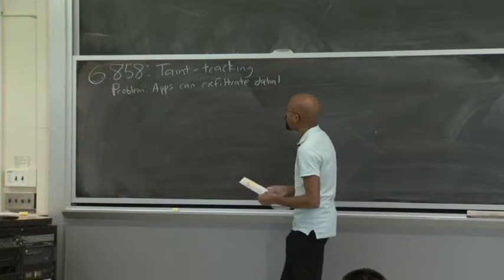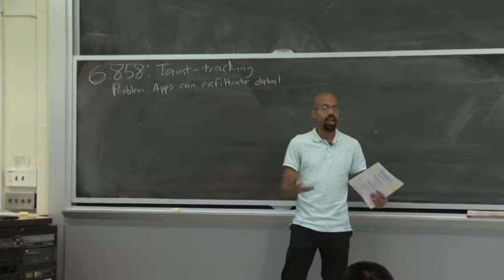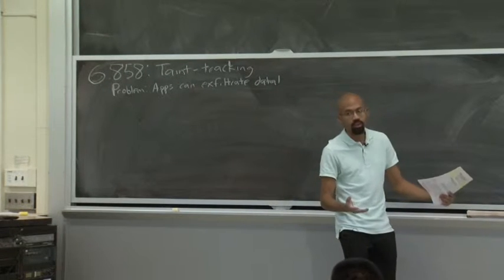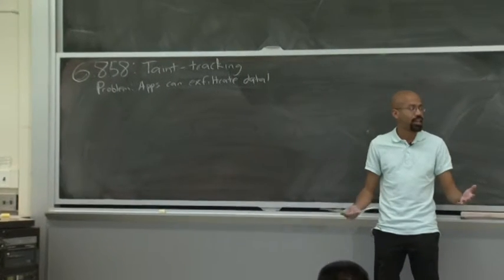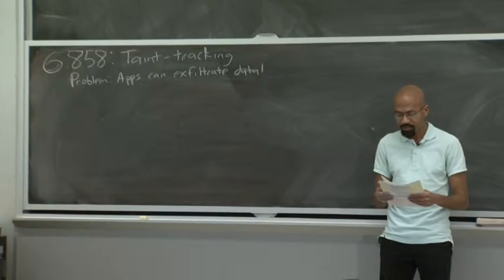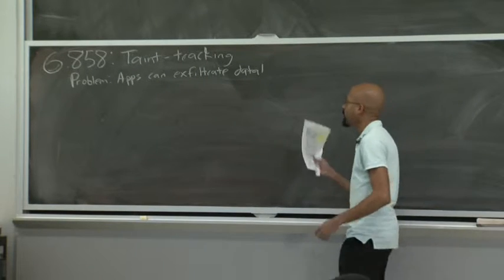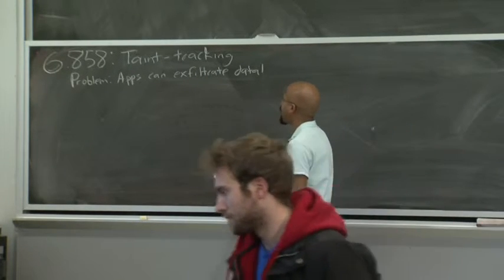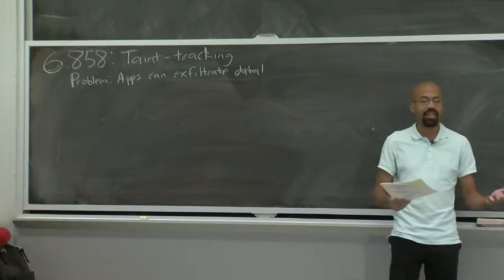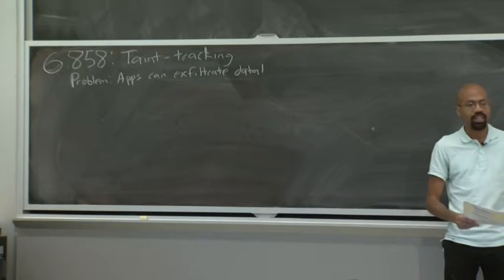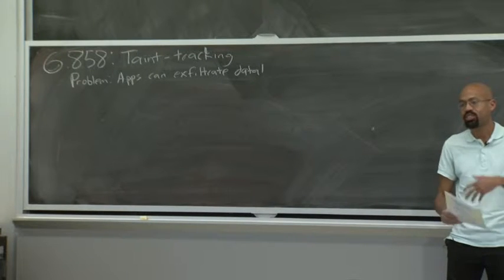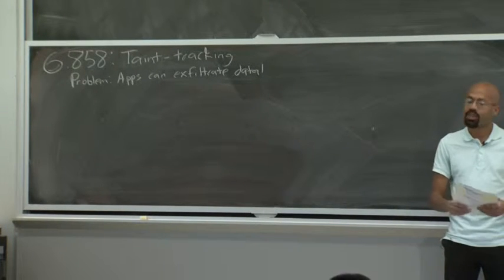So today we're going to talk about taint tracking. In particular, we're going to look at a system called TaintDroid that looks at how to do this type of information flow analysis in the context of Android smartphones. The basic problem that the paper deals with is that apps can exfiltrate data. Your phone contains a lot of sensitive information, like your contacts list and your phone number and maybe emails, all that kind of stuff.